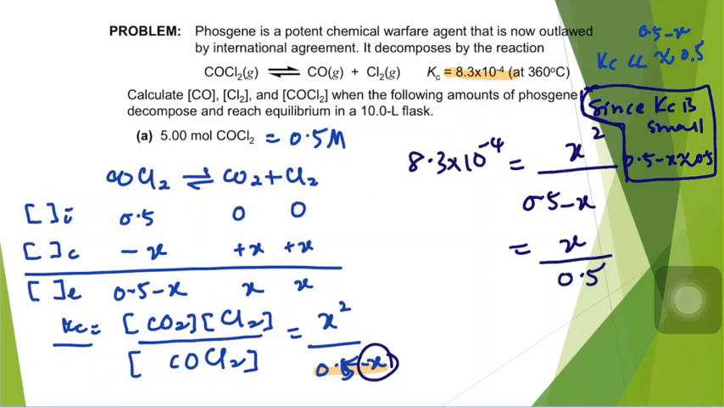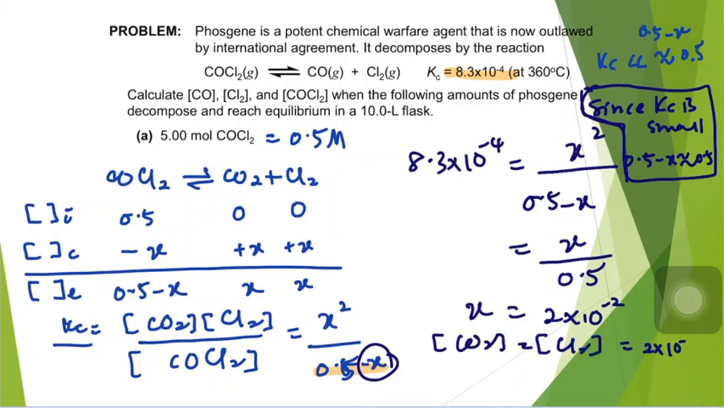So it will be equal to x over 0.5. Then we solve our x, so x is almost equal to 2 times 10 power of negative 2. So we can get the concentration of the CO, which is equal to the concentration of the Cl2, is equal to 2 times 10 negative 2 molar.